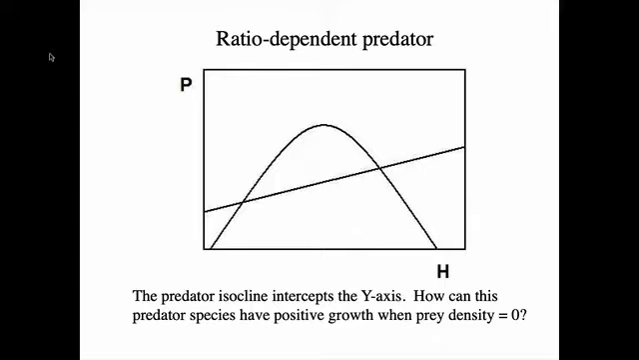Now if you go into this region, prey are decreasing, predators are increasing. So if you go here, you're going to walk down this isocline to, what's that result? Extinction of the prey, exactly. And the system will collapse.